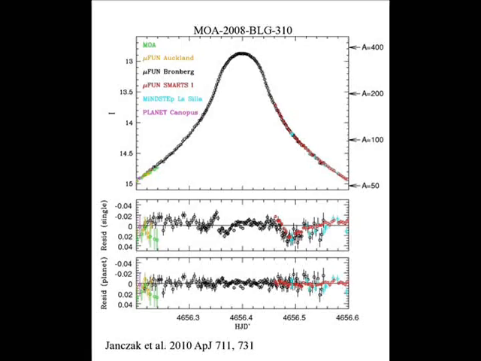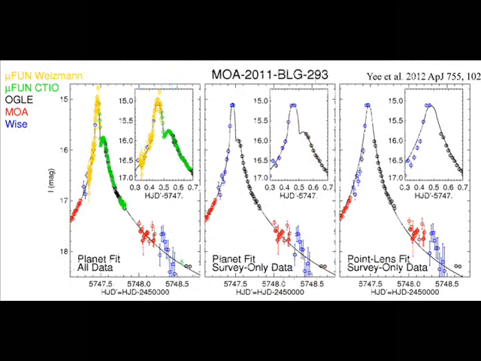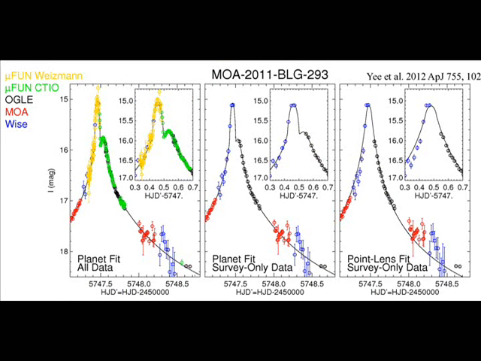The smallest signal that's been published for a planet in a high magnification event is delta chi-squared of 880, which is seen in MOA 2008 Bulge 310. In this case, there is a clear signature of the planet in the residuals. These two events may also be compared to MOA 2011 Bulge 293. In this event, if you take away the follow-up data, the planet signal is only about delta chi-squared of 500, and it is right on the boundary of detection.